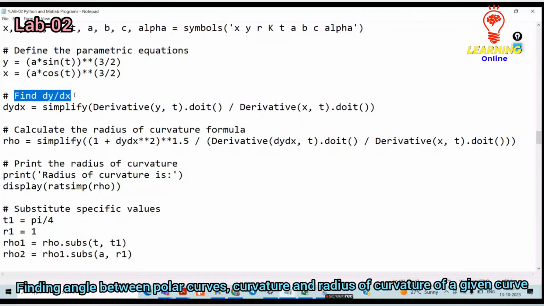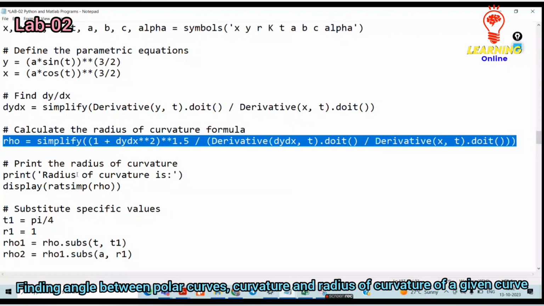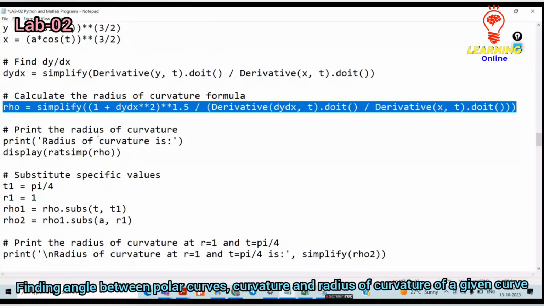Find the differential expression dy upon dx. Then dy dx is equal to what? Simplify the differentiation of y with respect to t and differentiation of x with respect to t. Use the function to make the derivative function. Then calculate rho. This is the expression: simplify 1 plus dy upon dx square, raised to 1.5. Then the derivative of dy upon dx with respect to t, then the derivative of x with respect to t. Then print the radius of the curvature.